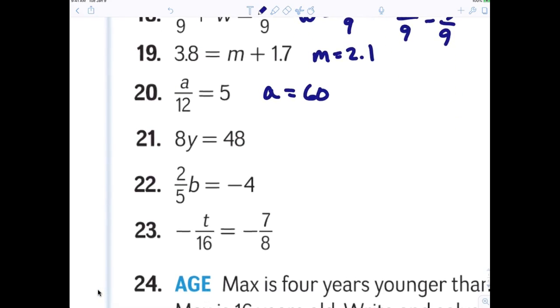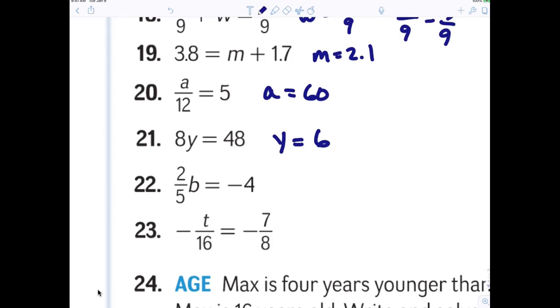Number 21. Carly, what do we got? 6. Yes, but say it again. Y equals 6. That is correct. Aiden, how you doing on that so far? Good. Thomas, so far? Everything's good. Bless you. Noah, how are you doing?